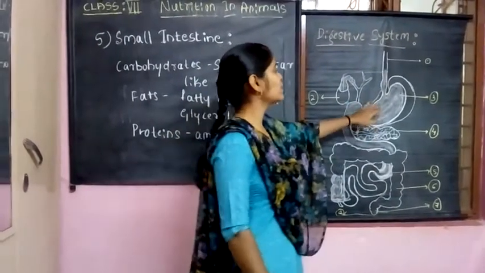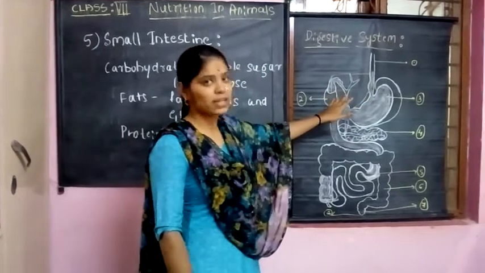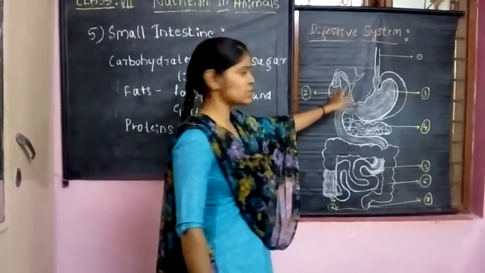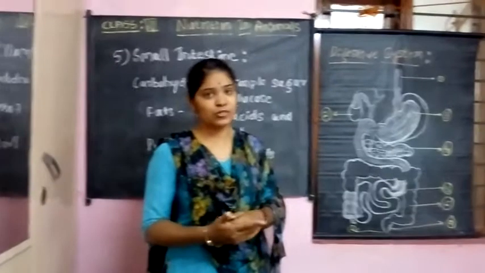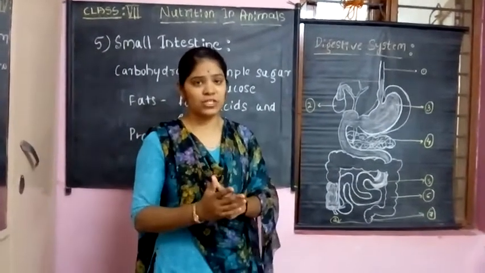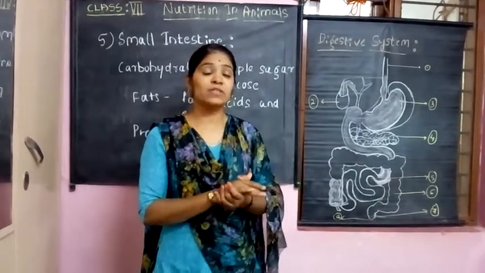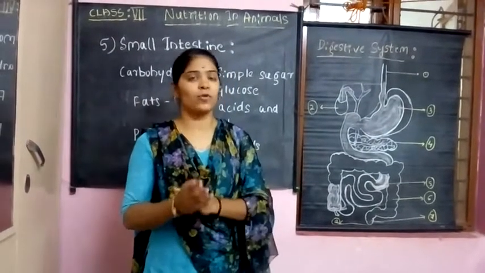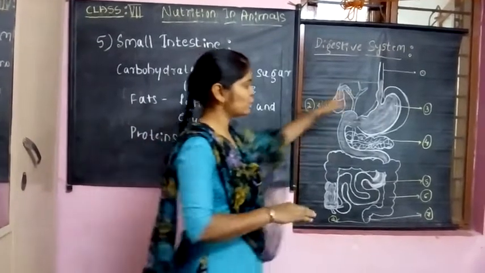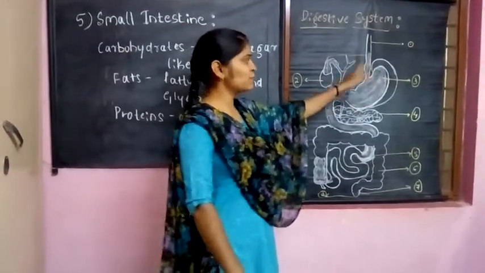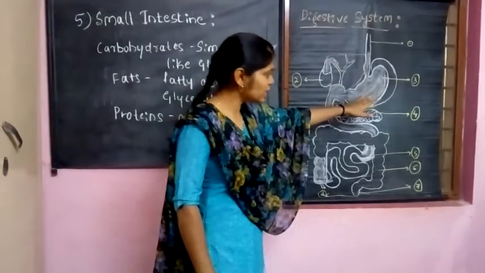Before going to that, it will move towards the liver. There is a gallbladder, and that gallbladder secretes the bile juice, which helps in digestion, where the complex compounds are broken down easily with the help of the bile juice, and then it will move towards the stomach. Then the digested food materials will move towards the stomach.